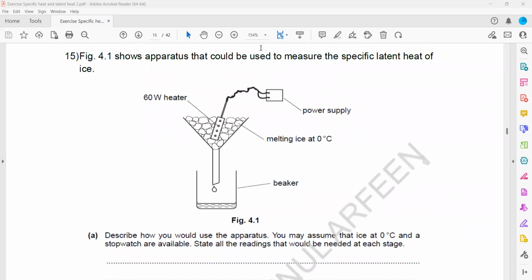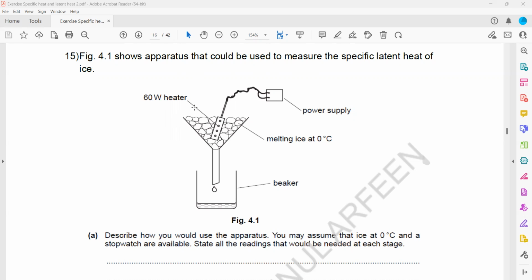This one is related to latent heat. For IGCSE students, you don't have this calculation. Don't think latent heat is not there. Latent heat means energy needed to change the state. It is there. They can ask about melting, they can ask about boiling, but the calculation part won't be there for you. But for GCSE students, they will have this calculation as well.